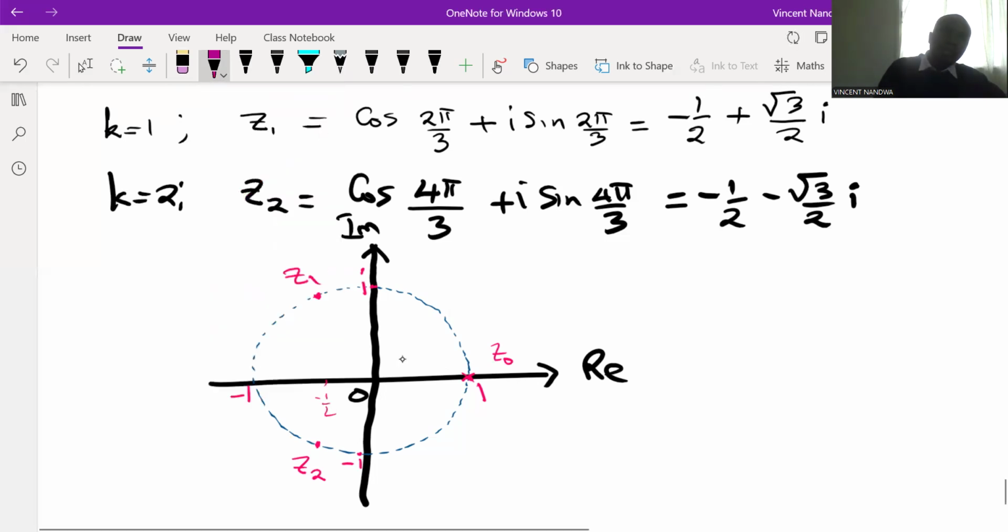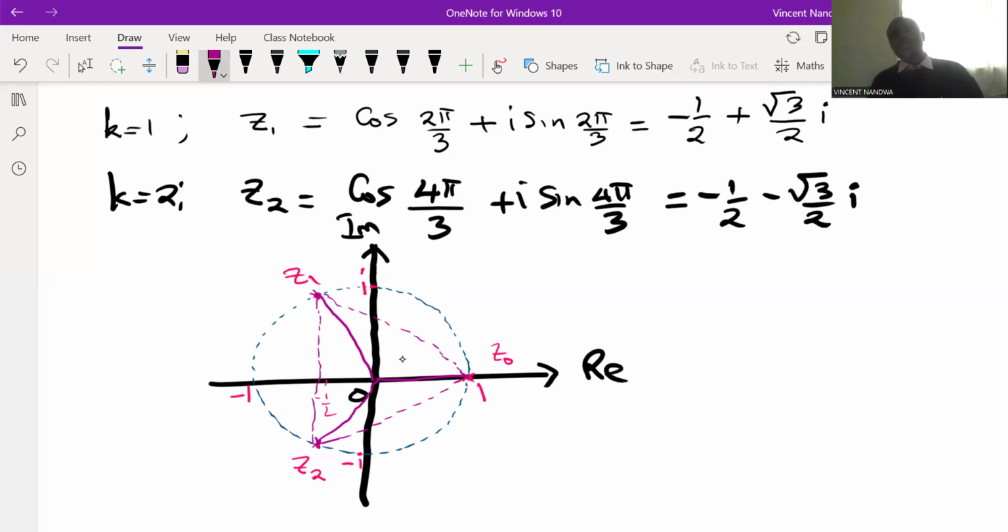And these complex numbers on this unit circle actually define a polygon of 3 sides. So these 3 actually form a polygon, which is just a triangle.